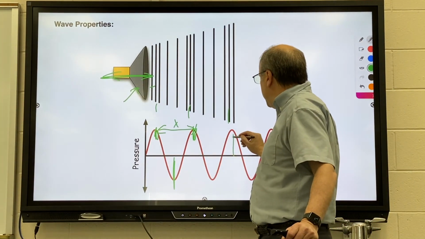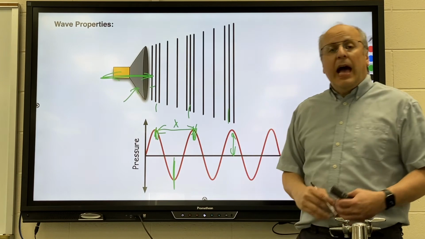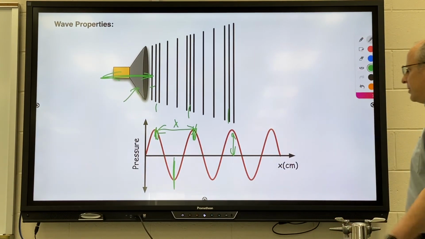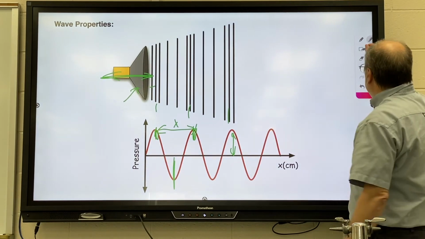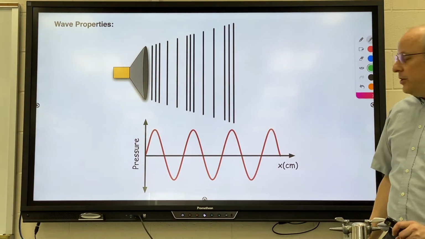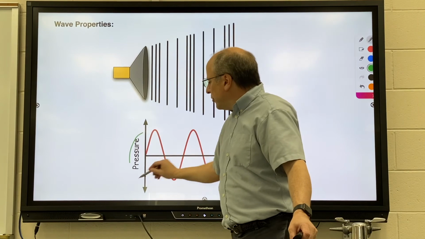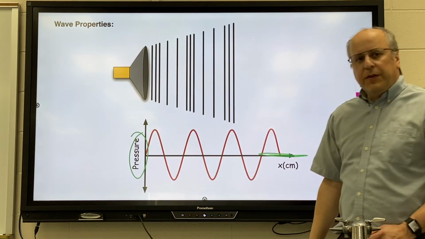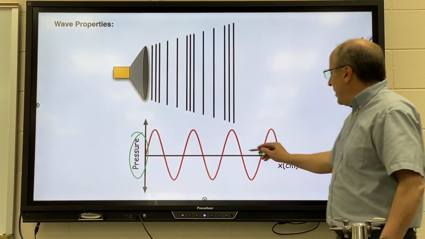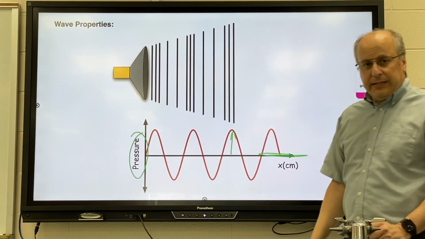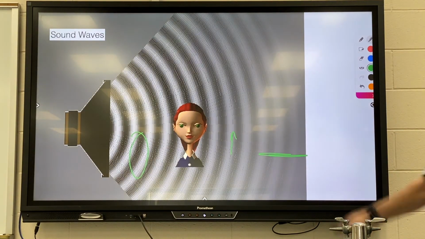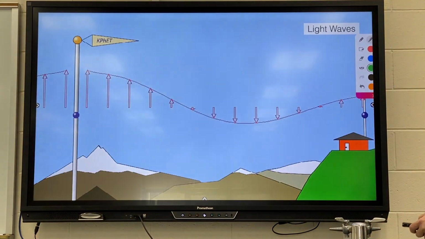And again, this would be the amplitude of your wave. How much the pressure deviates from normal atmospheric pressure. So this is a sound wave. Sound waves are longitudinal. Sound waves are pressure waves. This average would be normal atmospheric pressure. The higher the amplitude, the louder it is. Okay, so again, here's your animation of the sound wave.